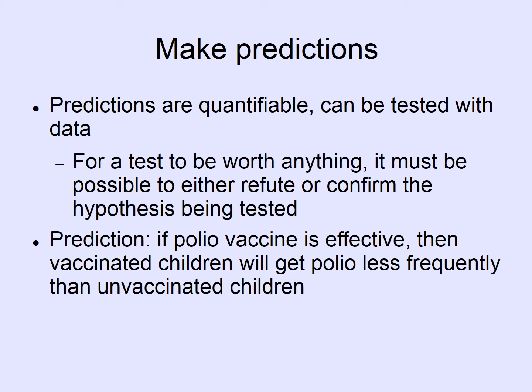And of course, any good hypothesis has a prediction within it, and it's testable. Okay, so we have to have a way to refute or confirm, and we're going to get really used to this idea of support for or not support for. Okay, but here's our if-then statement. If polio vaccine is effective, then vaccinated children will get polio less frequently than unvaccinated children. We see lots of good things in that statement. What we're going to be testing, what we expect to happen when we test, and even we're getting a hint of how we're going to test it. We're going to have vaccinated and unvaccinated kids.